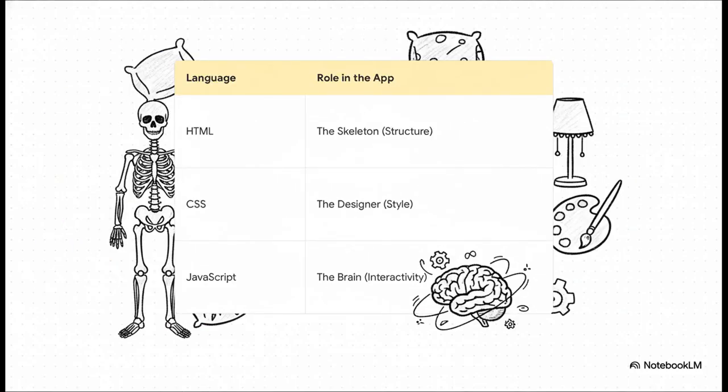Let's stick with that house analogy. HTML, that's the skeleton. It's the studs and the drywall. It creates the actual structure. Here's a button, here's a text box. Then comes CSS, the interior designer. CSS picks the paint colors, the fonts, the spacing. It makes everything look nice and presentable. And then there's JavaScript. JavaScript is the brain of the whole operation. It's the wiring, the plumbing, the smart home system. It handles all the logic and makes things happen when you click a button.